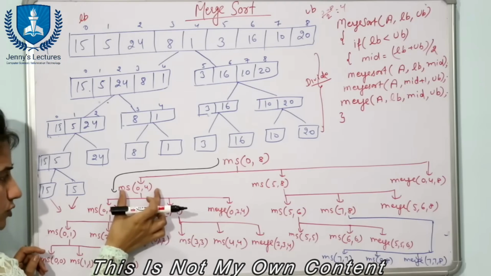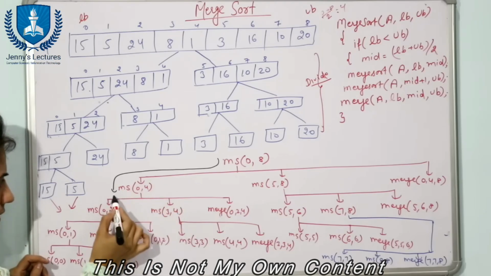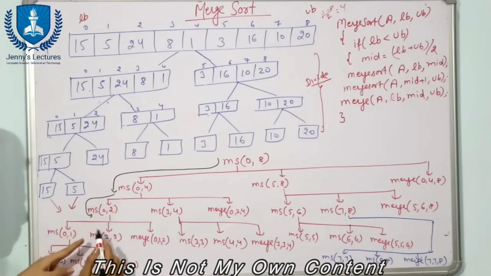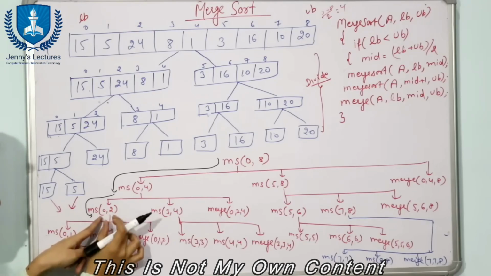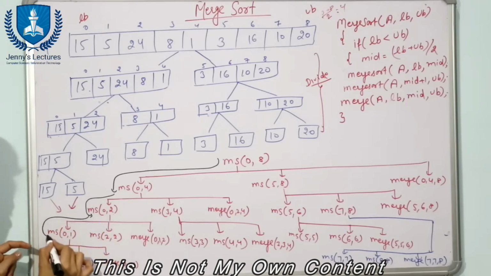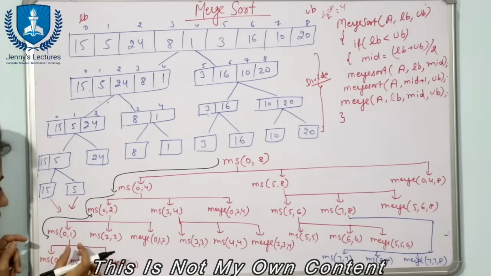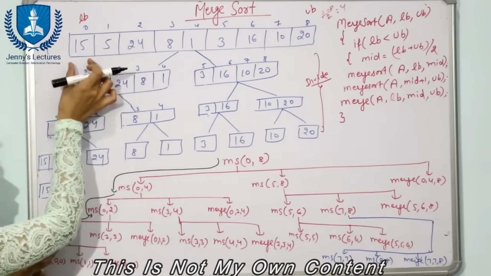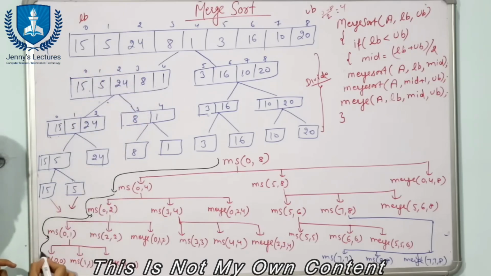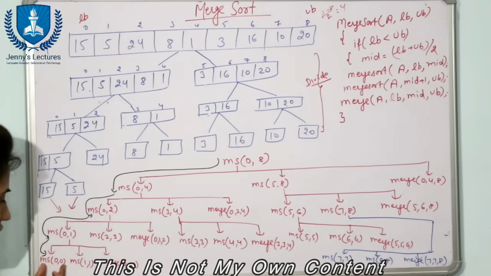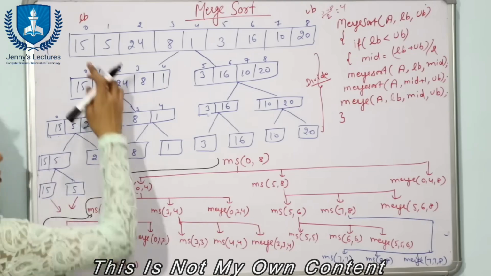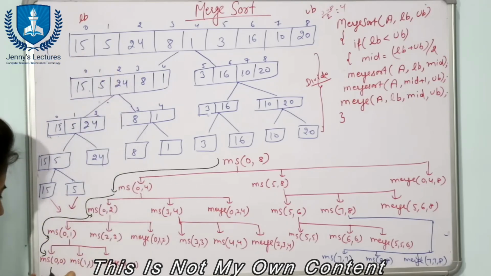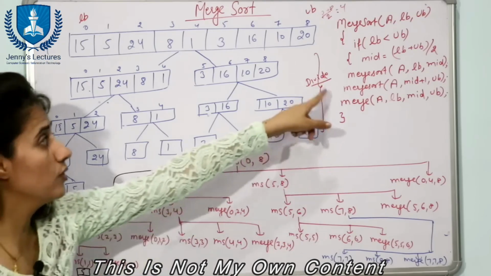Again for sorting of this one, we are supposed to call this one. Now again we are going to call this one 0 to 2. For sorting from 0 to 2, we are going to divide this again. So here we go from 0 to 1 only. Now for sorting of zeroth and first element, we are going to divide this into two halves only. So here we are going to call ms 0 0 and ms 1 1. 0 0 means we are having only one element now, that is 15. Here we have 15 and here we have only 5 because we cannot further divide it.